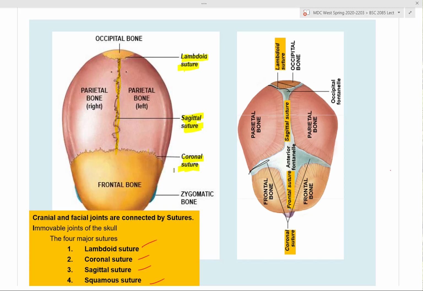Please know that the sutures are immovable joints, right? They do not move. On the fetus, on newborns, you have two major fontanelles. One is the anterior fontanelle, and the other one is the occipital fontanelle. These fontanelles are important because as they get ossified, they become sutures, right? So anything that can go across that thin sheet of hyaline cartilage can damage the brain of the baby, the newborn in this case.